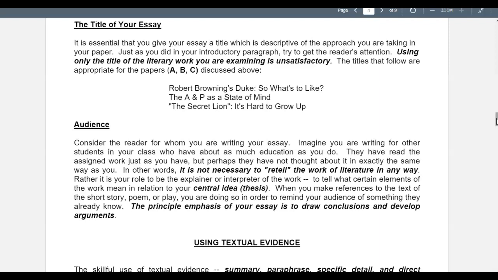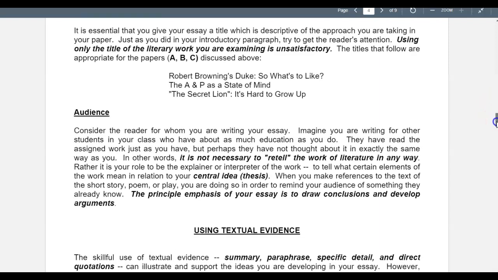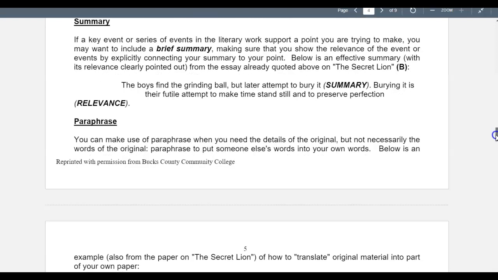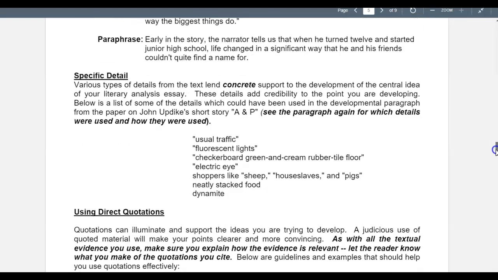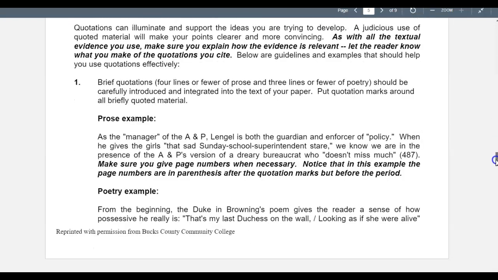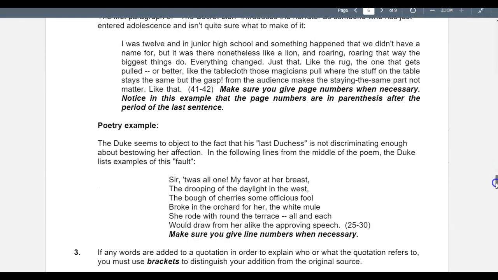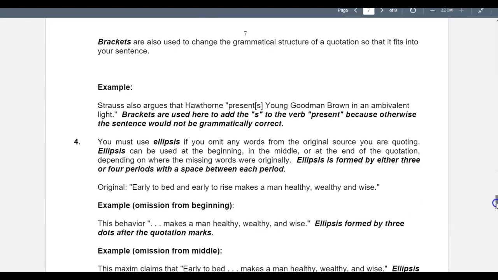This handout goes on, talks a little bit about the use of textual evidence. You are going to use details from the story, whichever one you choose, in order to support and to explain ideas that you have about the story. This goes in and shows you some details, how to do that, direct quotations, the use of citations and how that's supposed to be done. I'm going to go on down here.